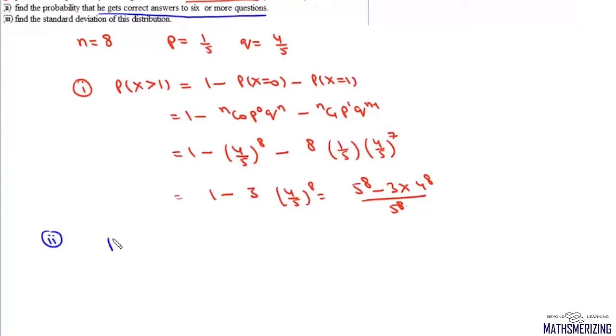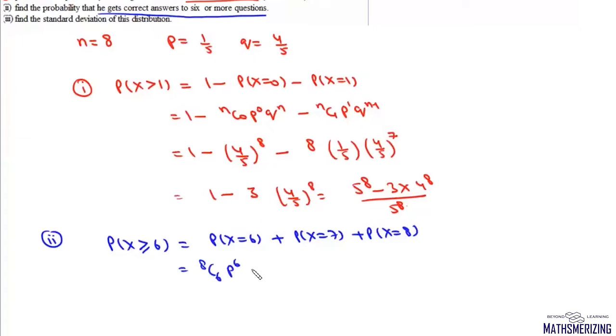Now this second part is find the probability that he gets correct answers to 6 or more questions. So that means we have to find the probability that x is greater than or equal to 6. Now in this case it will be probability of x equals 6 plus probability of x equals 7 plus probability of x equals 8. Now this is 8C6 p to the power 6 q square plus 8C7 p to the power 7 q to the power 1 and plus 8C8 into p to the power 8.